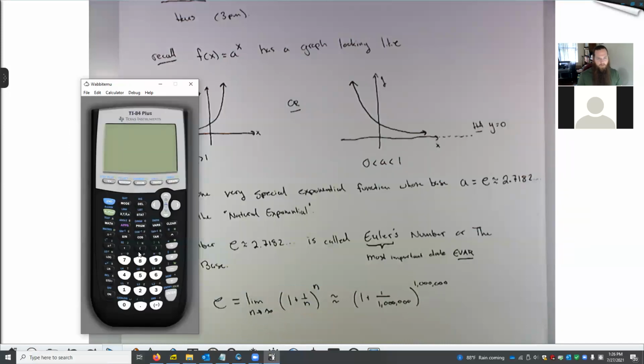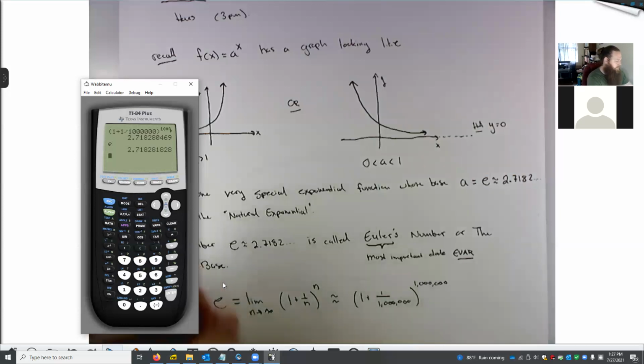So if I take 1 plus the reciprocal of, or 1 divided by 1 million, and then raise that whole thing to the 1 millionth power, we get a number that's pretty close to e. The calculators that you'll be using anytime you're doing this sort of stuff will have a button for e, just like they have a button for pi. And it's irrational.